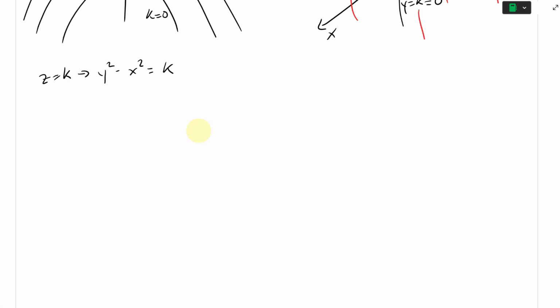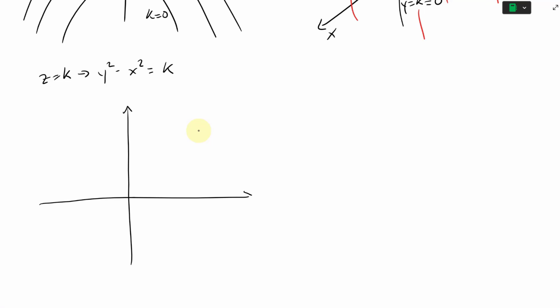Alright, now this shape is a hyperbola. It's going to look something like this. If we recall a hyperbola, this is going to be our x, and this is going to be the y. Since it's y squared minus x squared, this is actually a vertical hyperbola. And it's going to be like this. So let's say we had k equals 1.